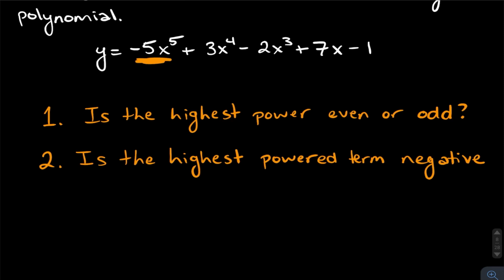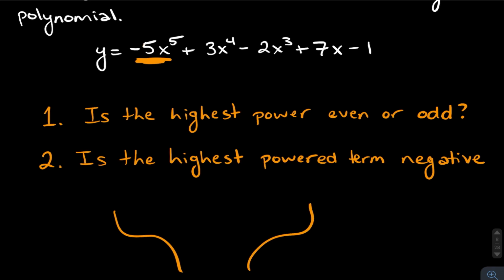So, looking at y equals negative 5x to the 5th power, is this power even or odd? Well, it's odd, right? It's an odd number. And so we know that the graph either looks like this or this. Now, it's negative, right? That's the second thing that we check.